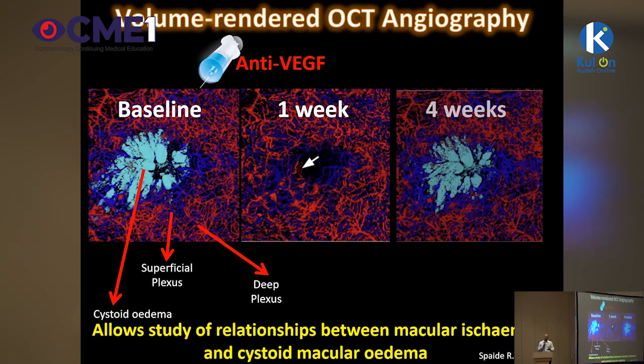And this is 4 weeks, so now there has been recurrence of the macular edema. And the interesting thing here is the macular edema has recurred in exactly the same spot as at baseline. So we basically concluded from all those studies that macular edema tends to form in areas of the fovea where the capillaries are non-perfused. And that's shown very nicely in this image.